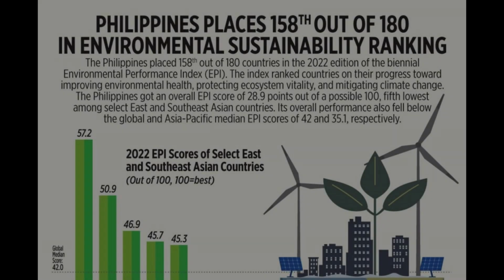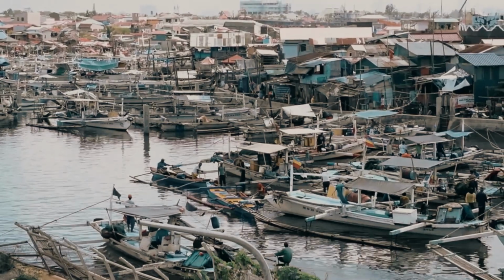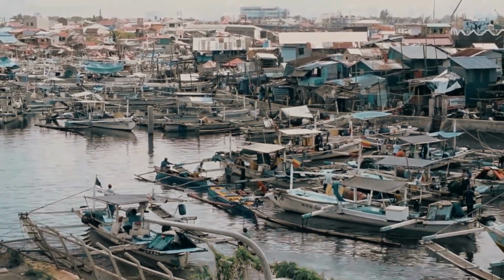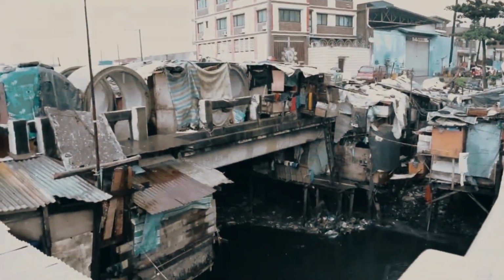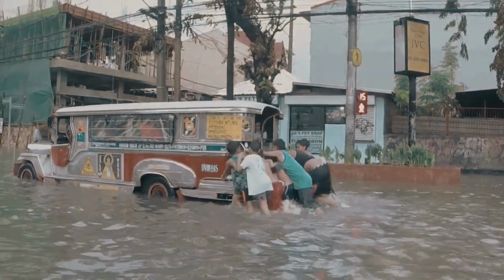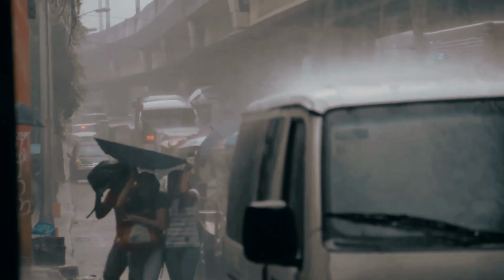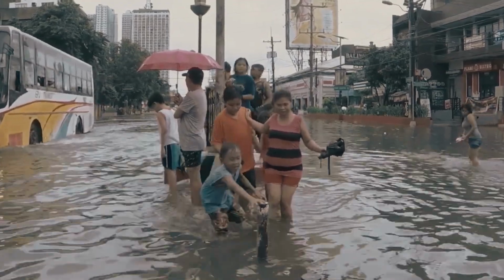Philippines places 158th out of 180 in environmental sustainability ranking. The Philippines placed among the lowest countries in the 2022 edition of the Biennial Environmental Performance Index, or the EPI. The index ranked countries on their progress toward improving environmental health and protecting ecosystem vitality.